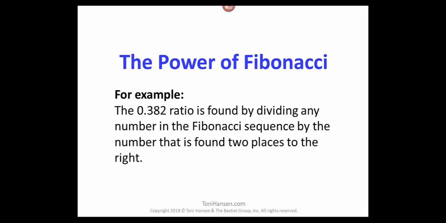Also, another popular number, of course, is our 38.2. That is based upon dividing any number in the sequence by the number that is found 2 places to its right. For example, 34 divided by 89, that's going to give you approximately 38.2. So this ratio works after, I believe, the 13th number. I'm trying to remember here. It doesn't work with the first couple of numbers in the sequence, but basically everything after that point. I think it's after 13.